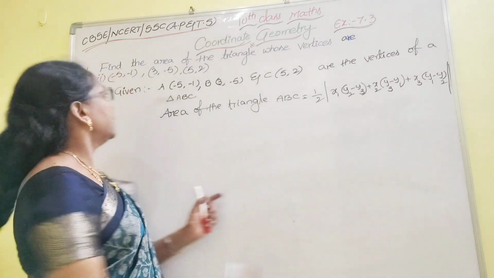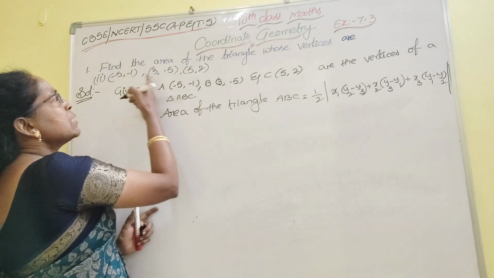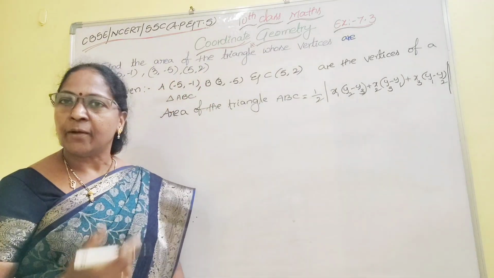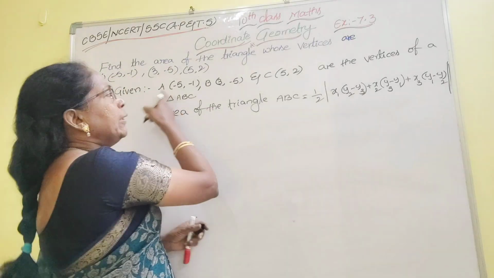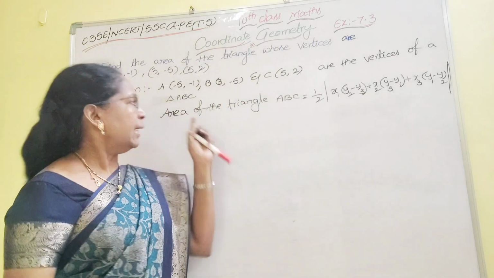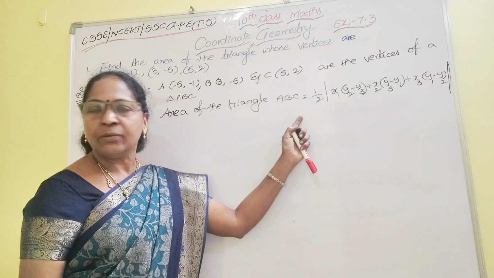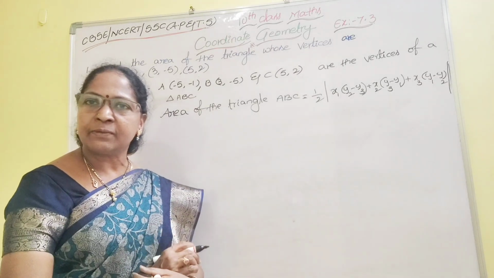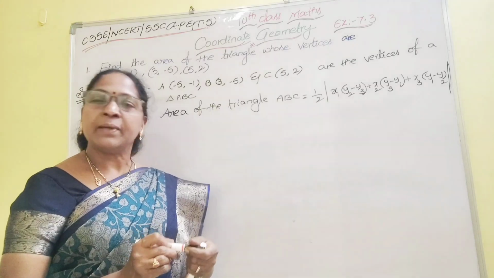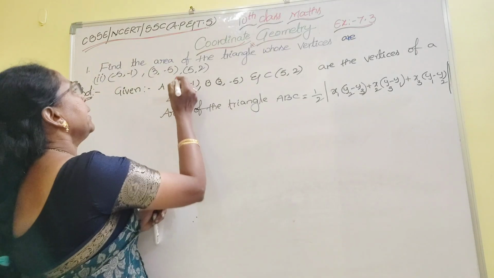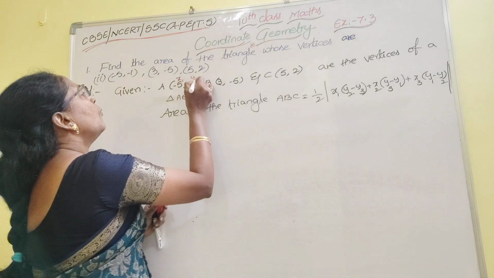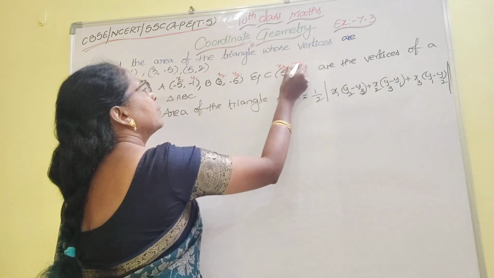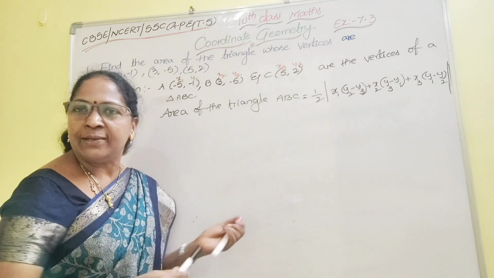Next, second bit in this. Here (-5, -1), (3, -5) and (5, 2). Use these three vertices. We have to find out the area of the triangle. Write down: A, B, C are the vertices of a triangle and area of the triangle ABC equals half modulus of x1 into (y2 minus y3) plus x2 into (y3 minus y1) plus x3 into (y1 minus y2). That is the formula. Again here you have to represent x1, y1, x2, y2, x3, y3. Now simply substitute the values in this formula.